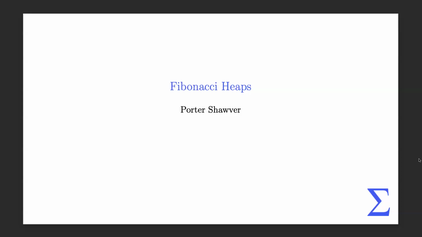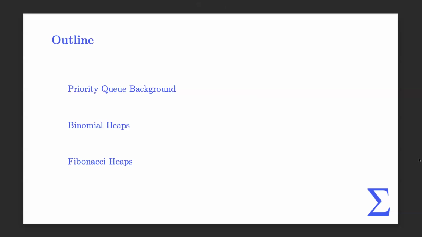So yeah, I'm going to first give some background about priority queues, then talk about binomial heaps, which is a stepping stone in between basic binary heaps and Fibonacci heaps, and then get to Fibonacci heaps.